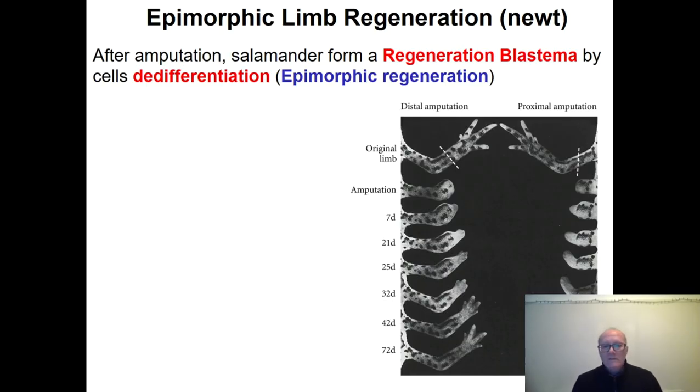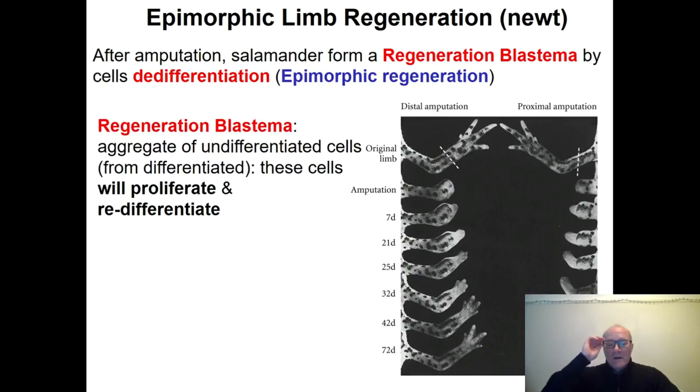So after the limb amputation in newt or salamander, the salamander or the newt forms what is called a regeneration blastema. This regeneration blastema is formed by cells that are de-differentiated from adult cells. So here we have an example of epimorphic regeneration. So what is this regeneration blastema? If you want, think about the regeneration blastema as a limb progress zone.